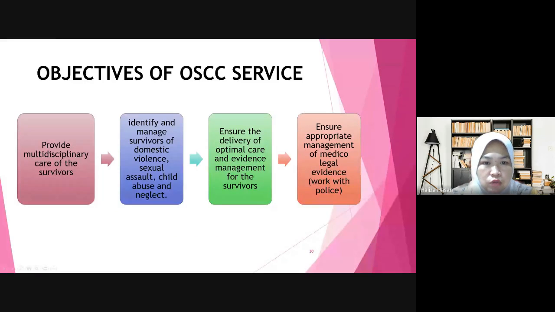The objective of the OSCC service is to provide multidisciplinary care of the survivors, identify and manage survivors of domestic violence, sexual assault, child abuse and neglect, ensure the delivery of optimal care and management for the survivors, and also ensure appropriate management of medico-legal evidence. This one we will collaborate with the police.